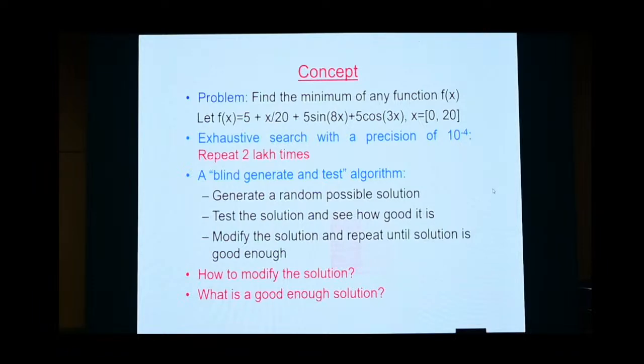So that means instead of taking this 2 lakh times, we will do one other approach. Initially you take a set of solutions and then you test those and you keep the good solutions, bad solutions you remove, and modify the good solutions and repeat this process. But here the problem is how to modify the solution and how do you know that the solution is good enough. Okay. Next.